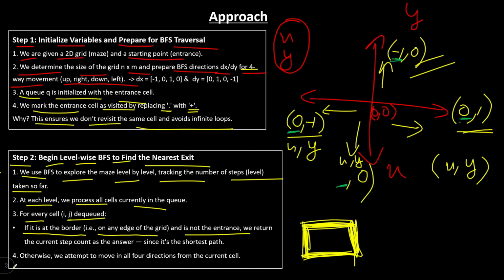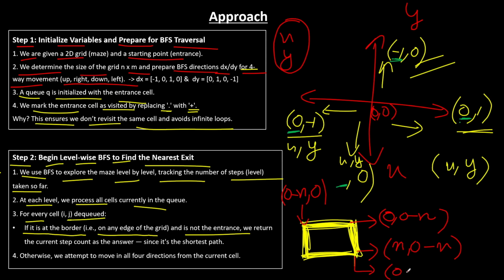For this to happen, if it is the first row, the row value will be 0, and the column value could be anything from 0 to n. Correct? If it is the last row, the row value would be n, and the column would be from 0 to n. And if it is the first column, the row value could be anything from 0 to n, but the column value should be 0. Similarly, if it is the last column, the row value could be from 0 to n, but the column value has to be n. Correct? This is a clear indication for that.